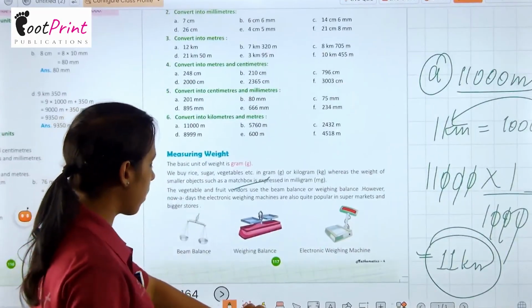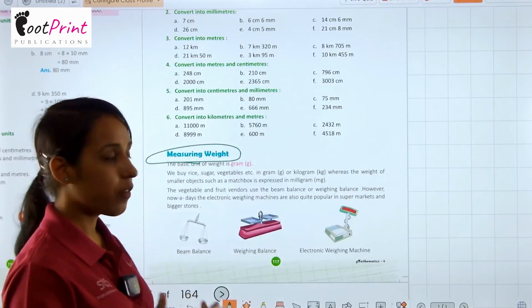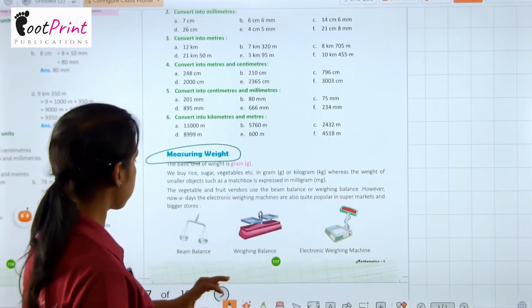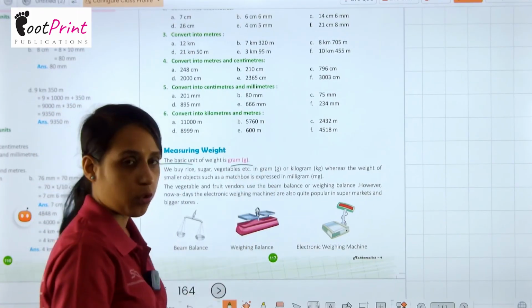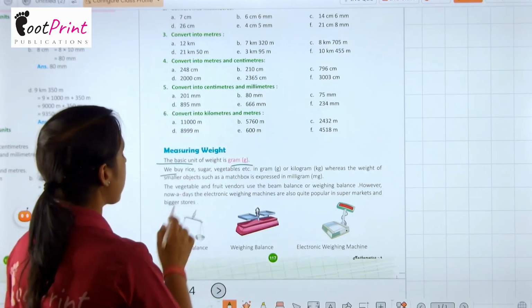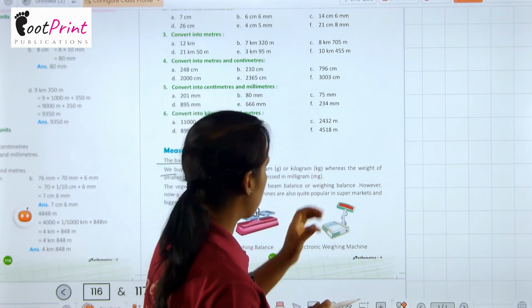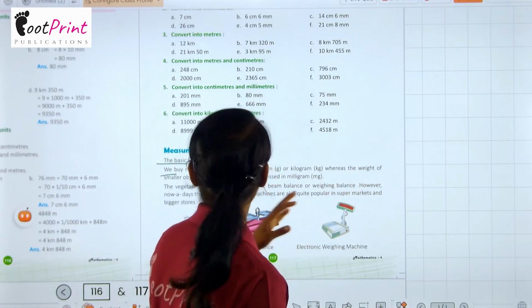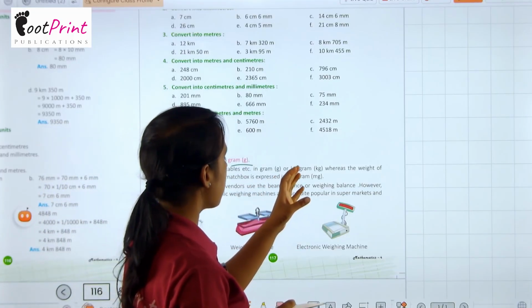Okay, now we will learn the next topic, that is measuring weight. How to measure weight here. Okay, so the basic unit of weight is gram. जो basic unit होती है weight की होती है gram. We buy rice, sugar, vegetables etc. in gram or kilogram. Whereas the weight of smaller objects such as matchbox is expressed in मिलीग्राम.